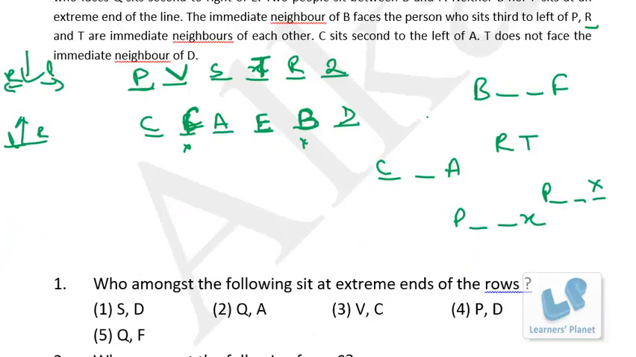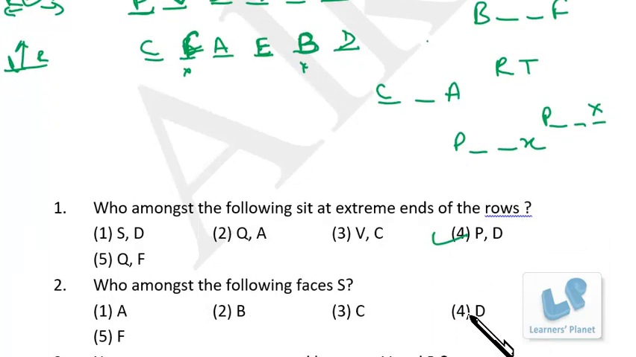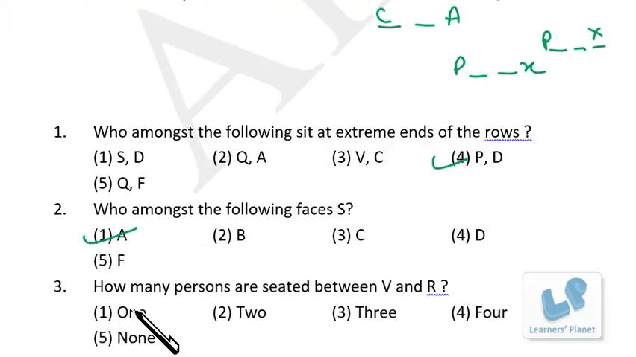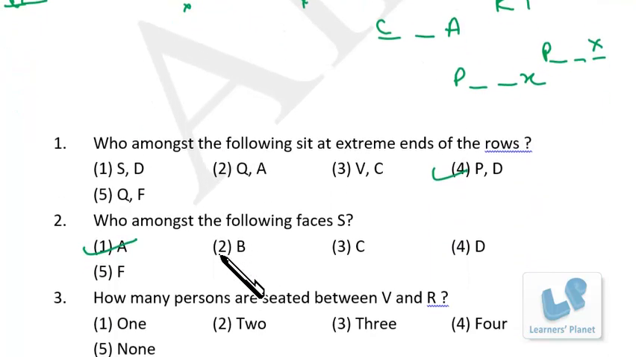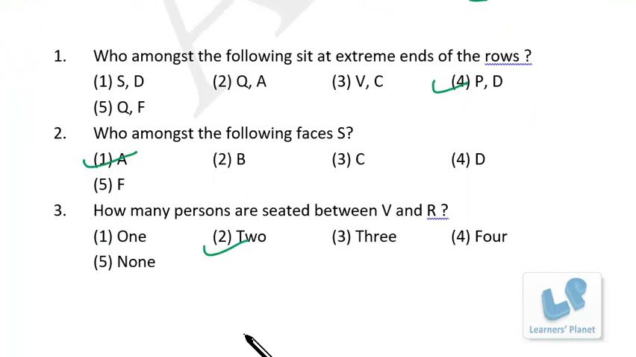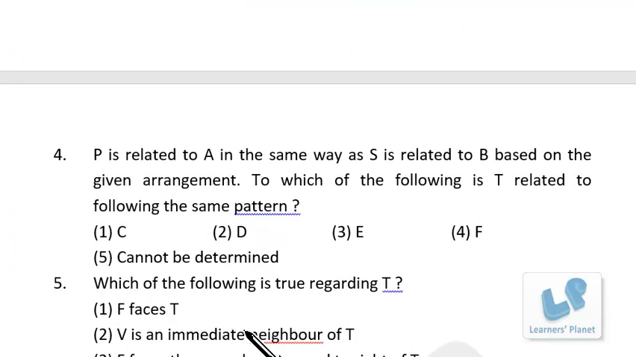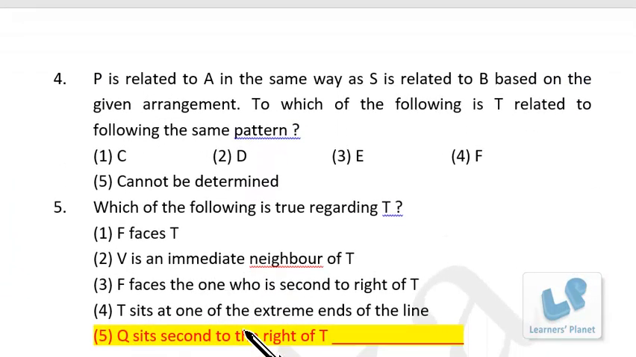Who among the following sit at an extreme end of the row? S and D, no. Q and A, no. V and C, no. P and D, yes. Okay. Who among the following faces S? S, A. How many persons are seated between V and R? V and R, two people. Okay, the remaining questions can be answered easily.